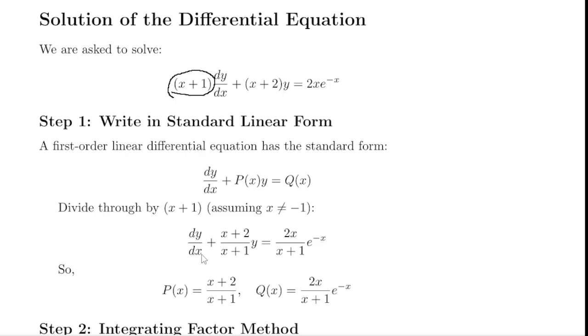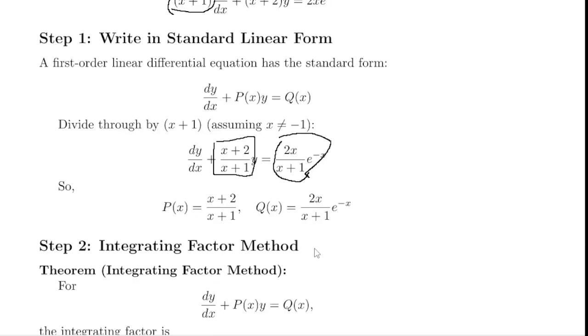So when we do that, we get dy over dx plus x plus 2 over x plus 1 y equals 2x over x plus 1 times e to the negative x. P of x is going to be whatever's in front of the y, which is x plus 2 over x plus 1. And then q of x is whatever's on the right side, which is 2x over x plus 1 e to the negative x.